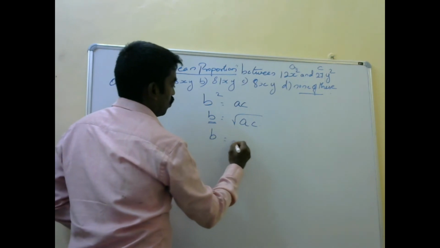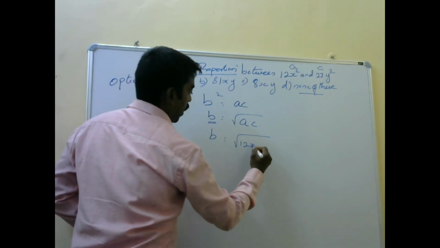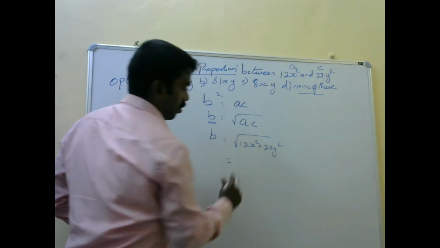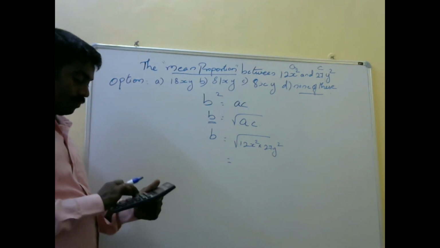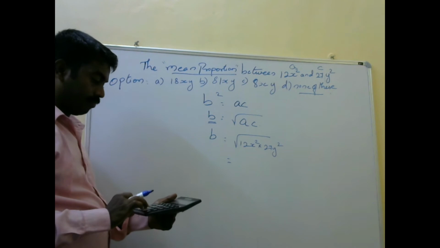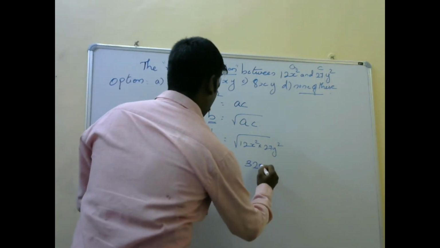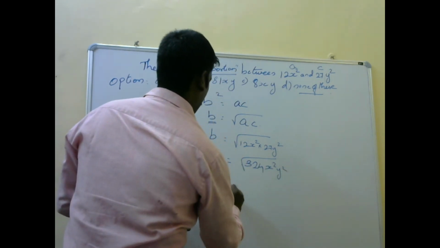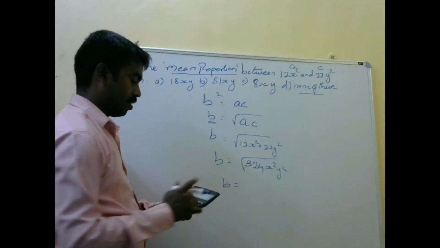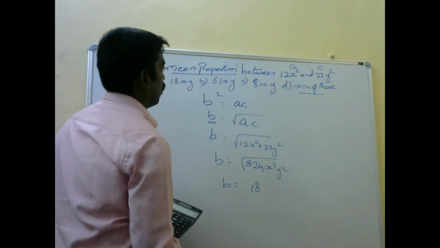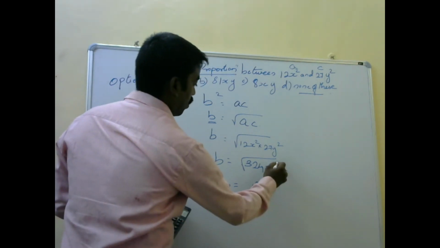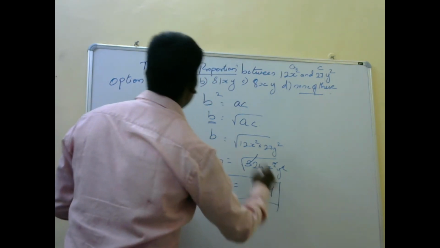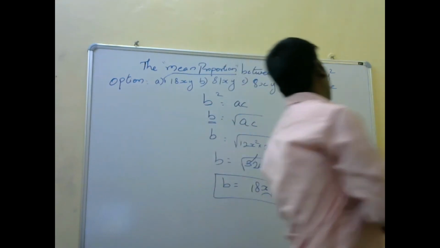So B is equal to square root of 12x squared into 27y squared. 12 into 27 is 324, x squared y squared. What is the square root of 324? 18. The square root and the square cancel, and we get xy. So B is equal to 18xy. Option A is the right answer. Please copy this.